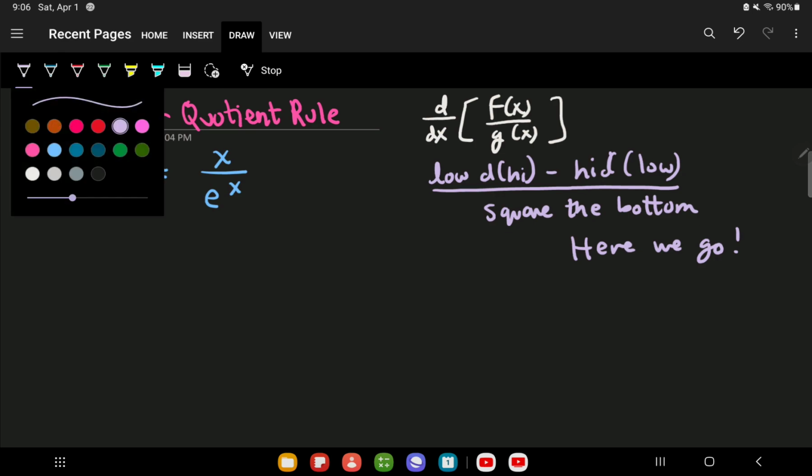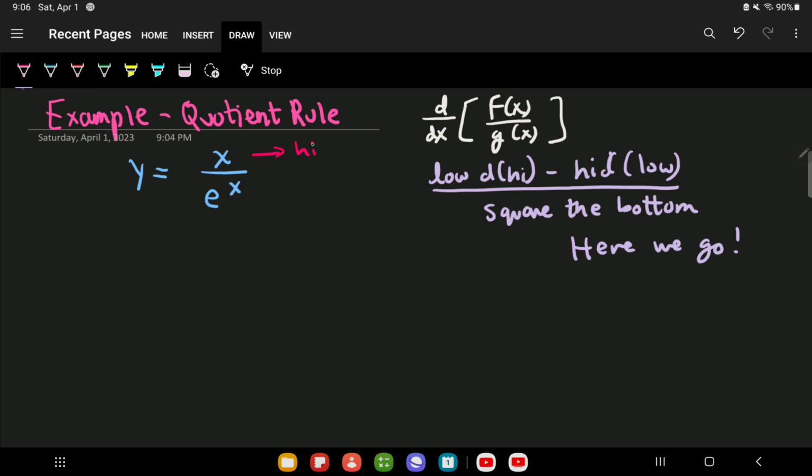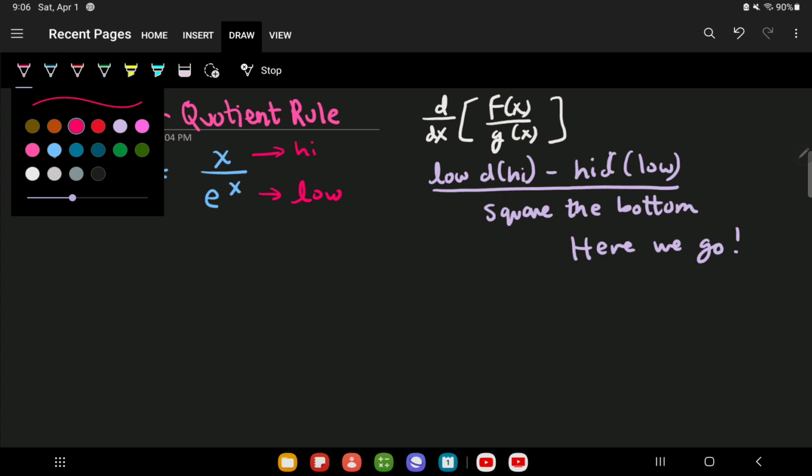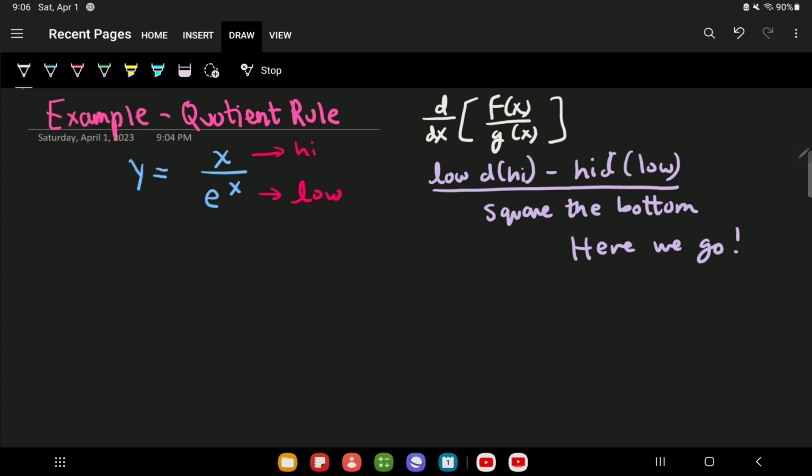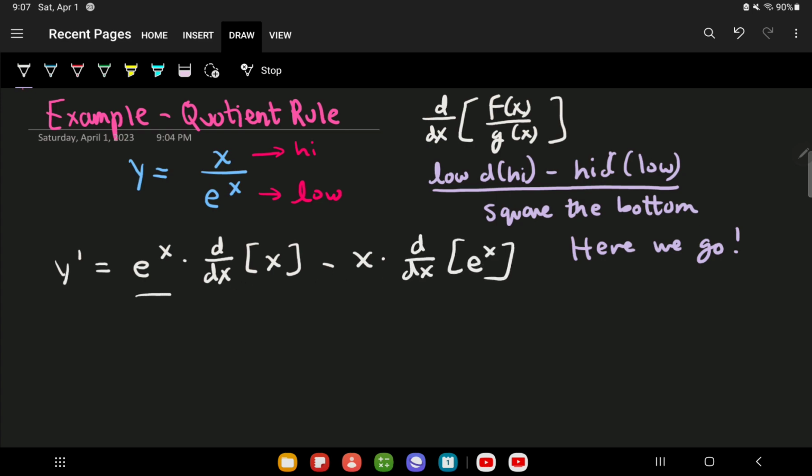So here, high is our x and our low is our e to the x. Okay, so now let's put everything together. The derivative y prime is low, which is just e to the x, times derivative of high, minus high times derivative of low. And what's the bottom? The bottom is e to the x, so square the bottom. Here we go.